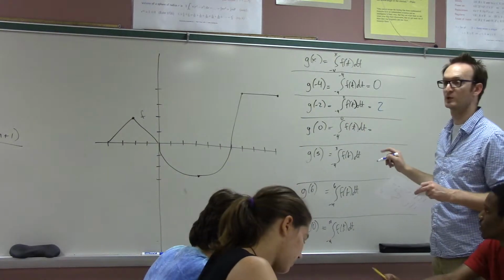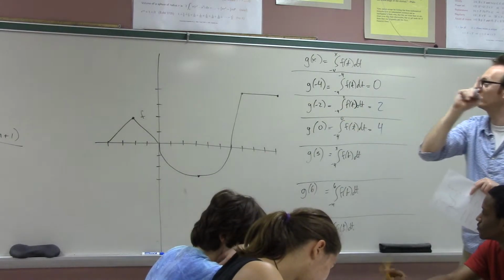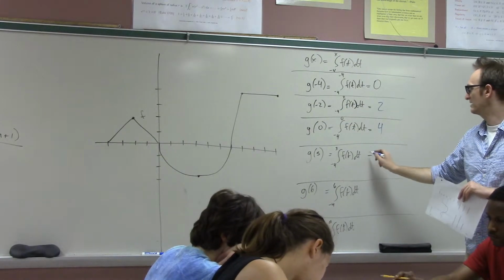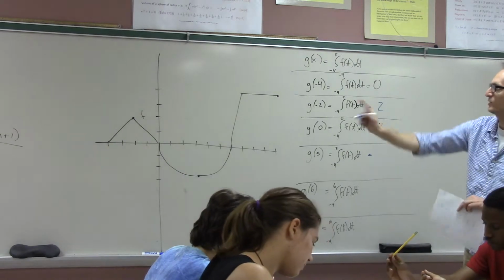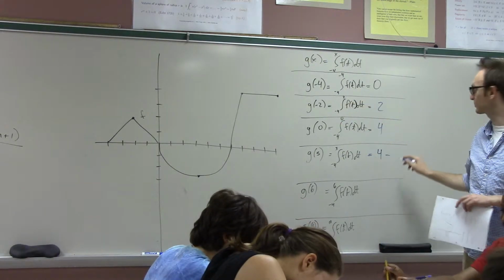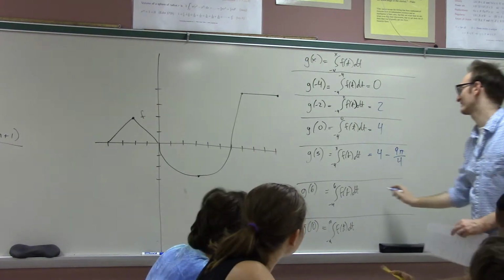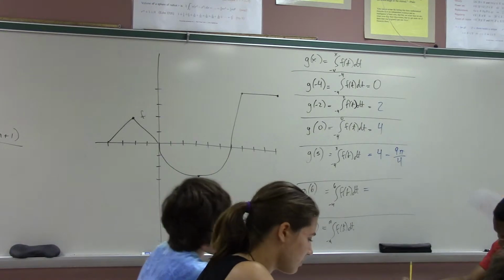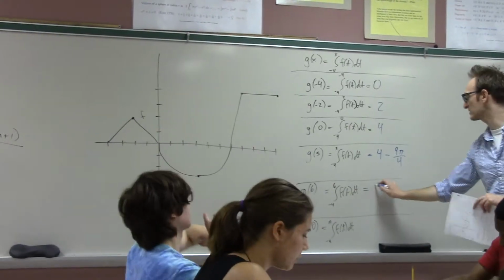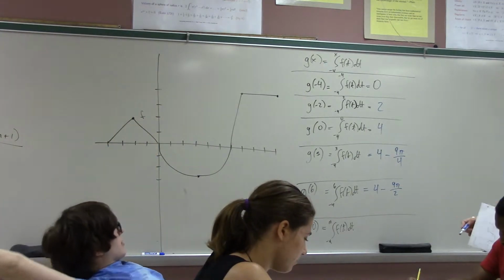Then this is the integral from -4 to 0. That's going to be 4. That's just the area of that little double triangle thing. Then this is the integral from -4 to 3. So it's going to be 4 minus the quarter circle, right? 9/4 pi. And now the integral from -4 to 6 is going to be 4 minus the semicircle, right?